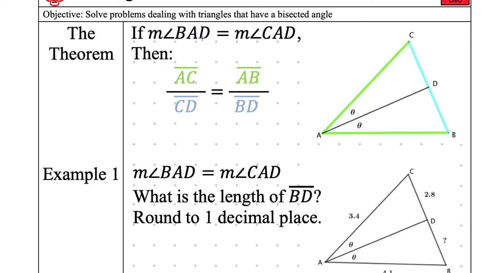I'm going to say if these two angles, BAD being this bottom angle, and CAD, if those two measures are equal to each other, then this is our theorem. Then if I divide this length AC by this blue length CD, that proportion is the same proportion as AB divided by BD. So another way of thinking about it is adjacent over the opposite.